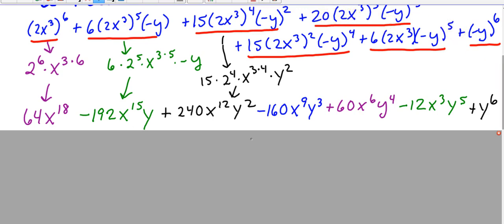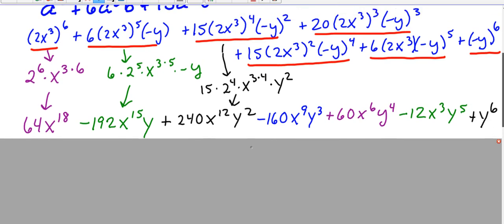This ends up being 20. Let me kind of go up a little bit. There we go. 20 times 2 to the 3rd times x to the 9th. So there's 20 times 8 is the negative 160, x to the 9th, y to the 3rd. It's negative because negative y to the 3rd is a negative number.